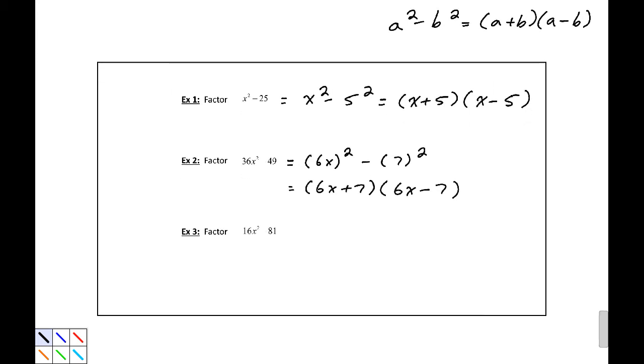You can put minus first and then plus second, as long as there's one of each. Example 3: factor 16x squared minus 81. Well, I can rewrite this as (4x) squared minus 9 squared, and I'll also put the 9 in parentheses. So we can factor this as (4x plus 9) and then (4x minus 9).